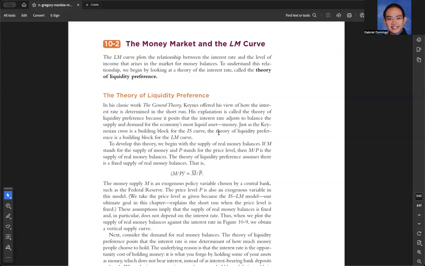So, the theory of liquidity preference. In this classic work, The General Theory, Keynes offered his view of how the interest rate is determined in the short run. His explanation is called the theory of liquidity preference because it posits that the interest rate adjusts to balance the supply and demand for money. In the same way that in a demand and supply model, the price equilibrates quantity demanded and quantity supplied, the interest rate will equilibrate the demand and supply for money.